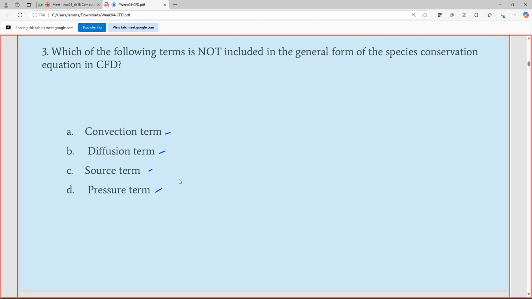You can inbox your answers. Which among the following is not included or not present in the general species conservation equation?